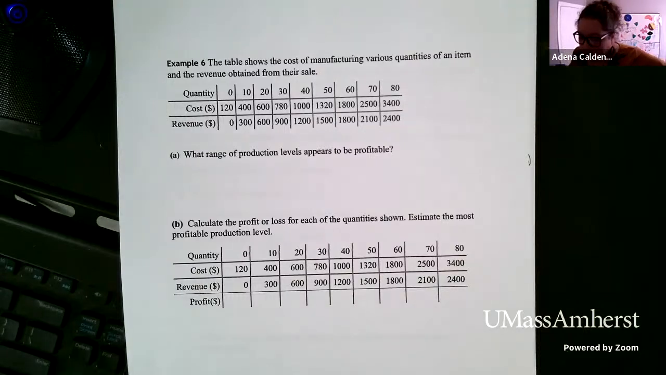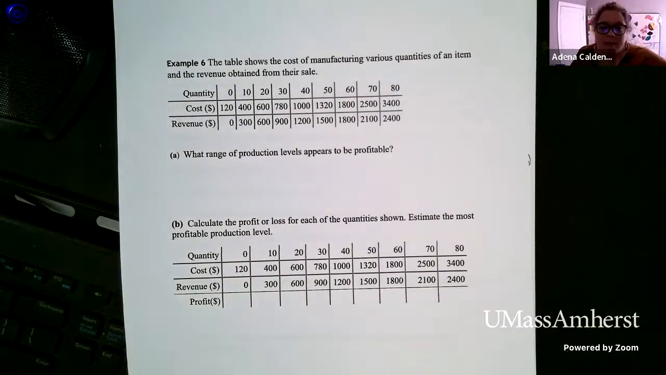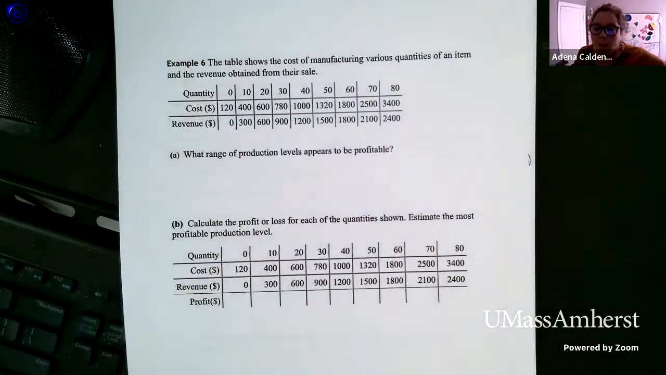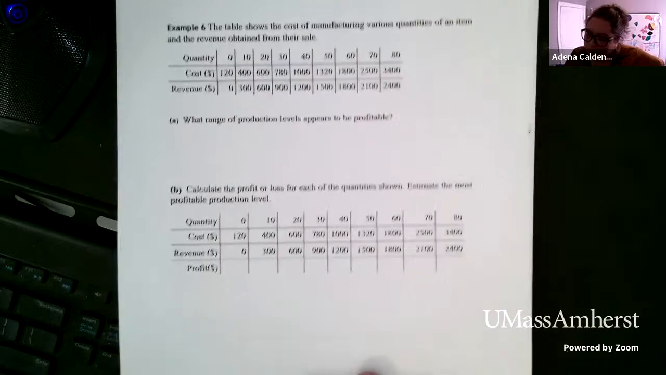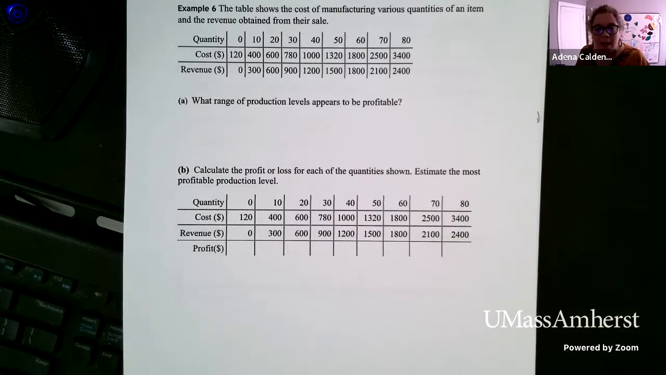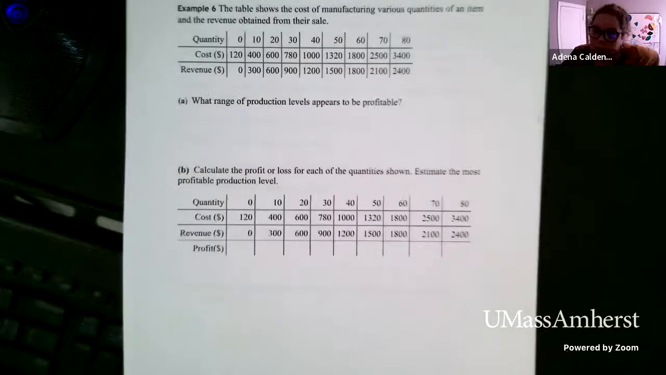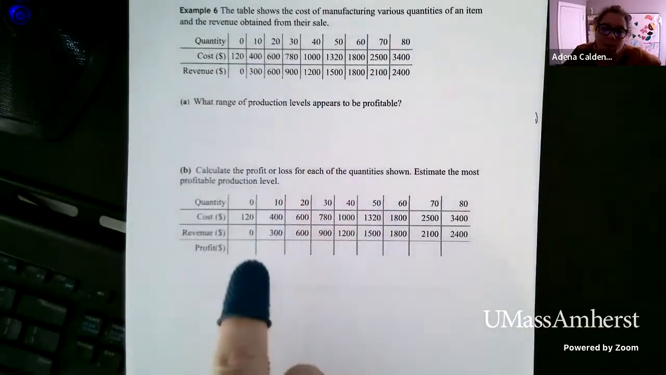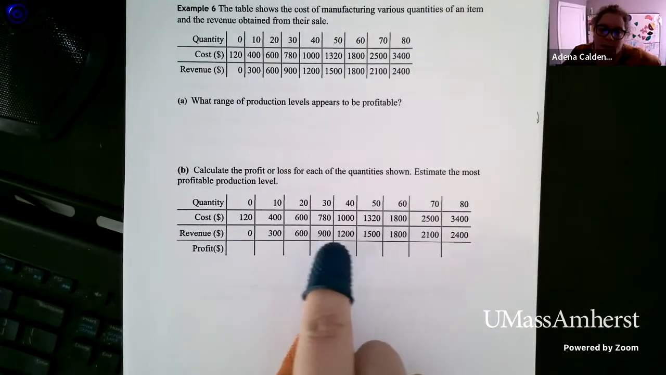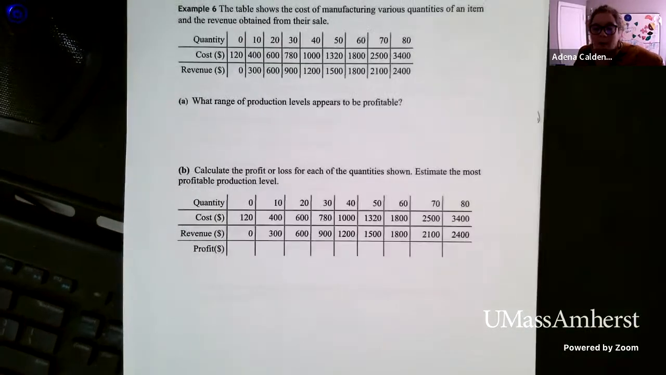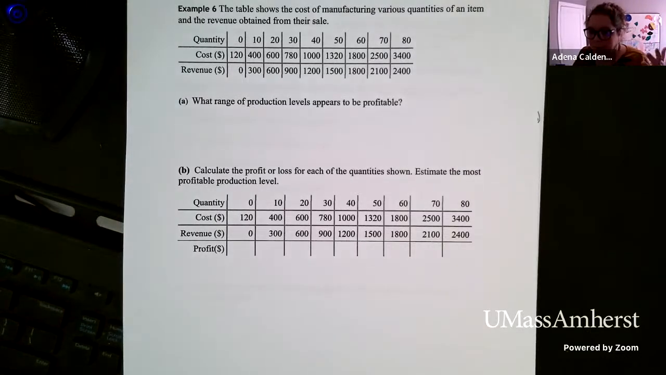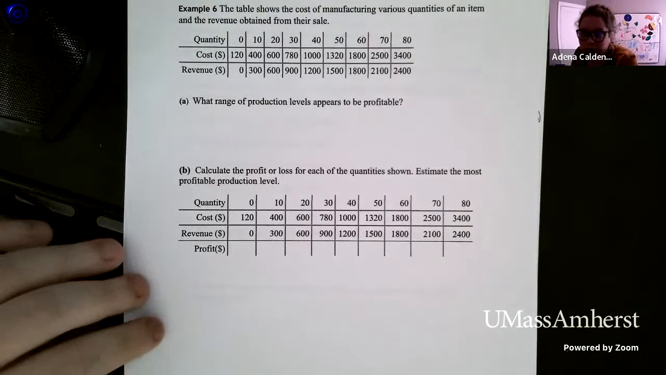Okay. So the first part of the question is what range of production levels appears to be profitable? So remember, profitable means that you're making a positive profit. So we need to think about how revenue and cost tell us about profit, and then figure out for which of these quantities we are making a positive profit. And then for part B, we want to calculate the positive profit or loss for each of the quantities shown. So this is the same table as this one. This just has an extra table line for you to fill in the profit. So I want you to think about what we know about profit, right? It's revenue minus cost.